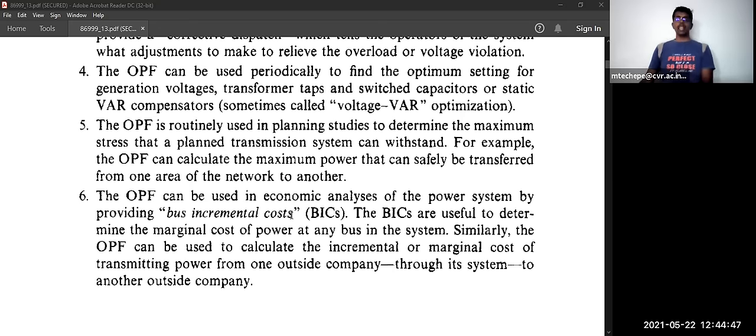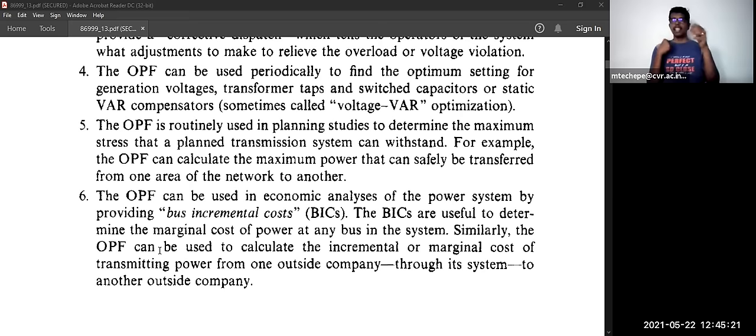Economic analysis, like what we have already done in economic load dispatch, that analysis is also possible. That is called BIC. So BICs are useful to determine the marginal cost of the power at the bus in the system. So marginal cost is the winning cost. Winning cost is something you are going to study next semester.